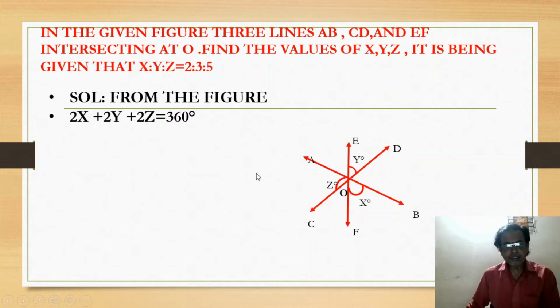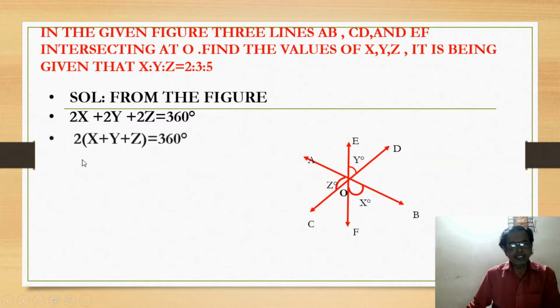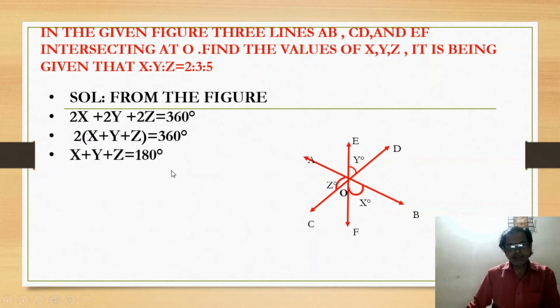This was already explained in the previous video. So that's why we can write 2x plus 2y plus 2z is equal to 360 degrees. Then by taking 2 common from this, we get 2 times x plus y plus z is equal to 360. Then x plus y plus z is equal to 360 by 2, that is 180 degrees.